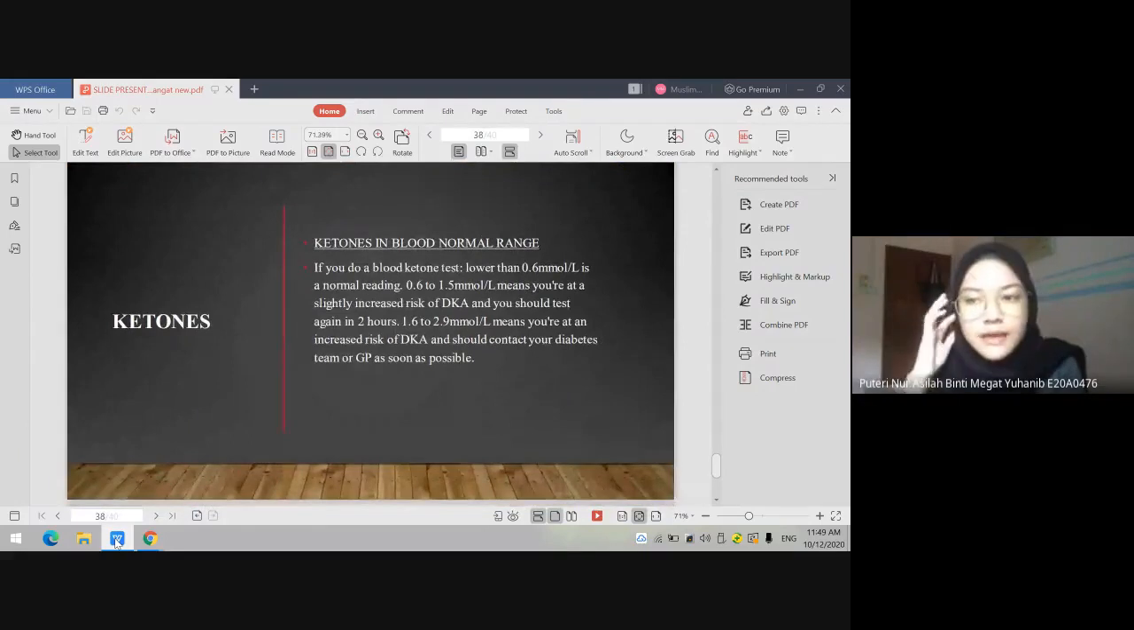Lastly, ketones in blood normal range. If you do a blood ketone test, lower than 0.6 mmol per liter is a normal reading. 0.6 to 1.5 mmol per liter means you are at a slightly increased risk of diabetic ketoacidosis, and you should test again in 2 hours. Lastly, 1.6 to 2.9 mmol per liter means you are at an increased risk of diabetic ketoacidosis and should contact your diabetes team as soon as possible.